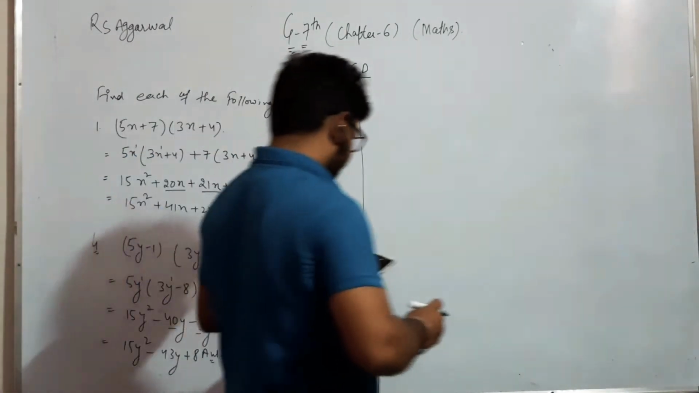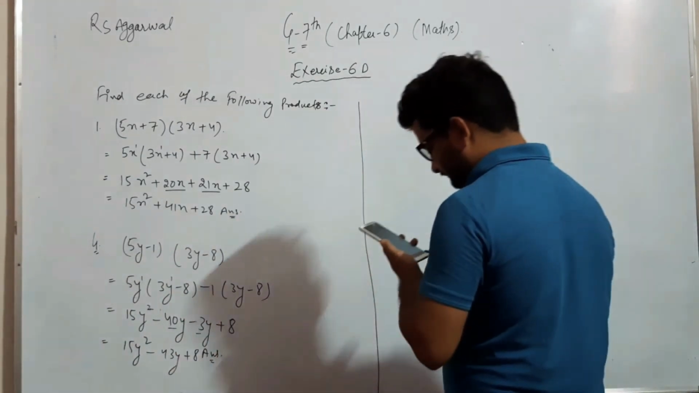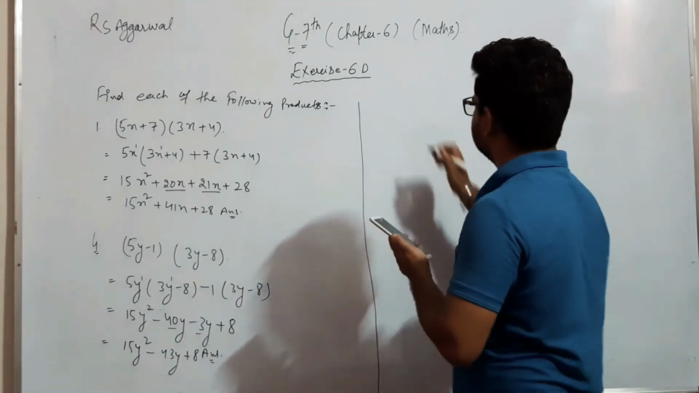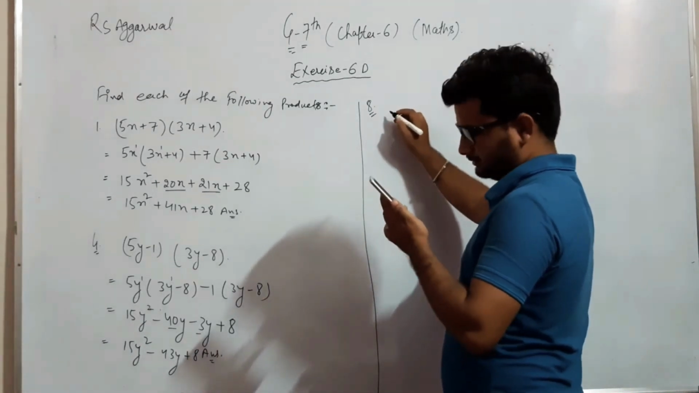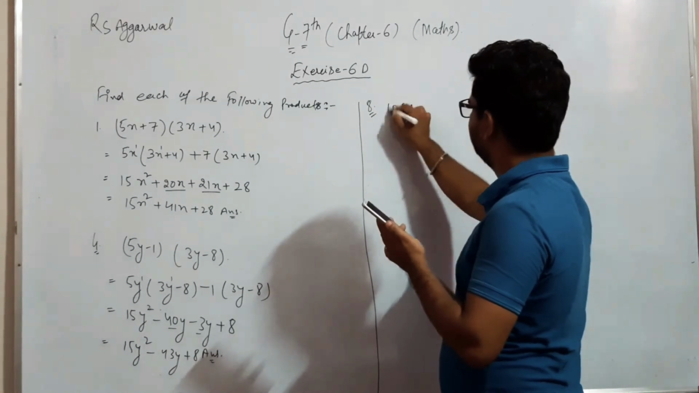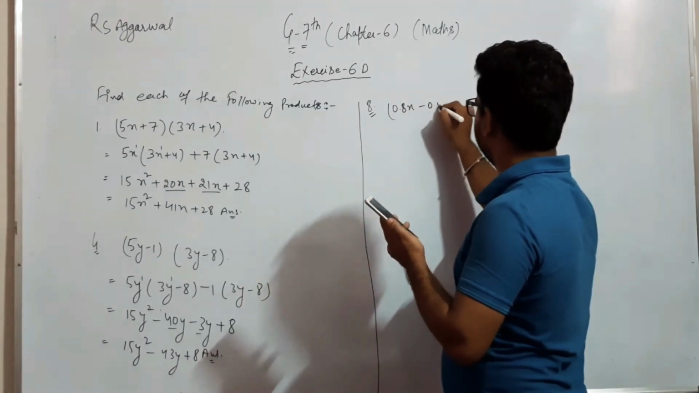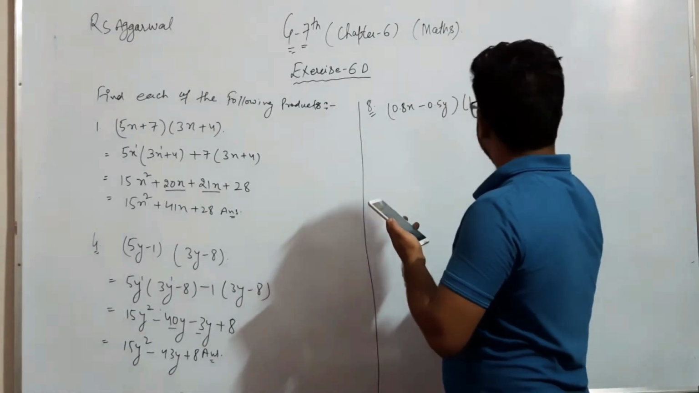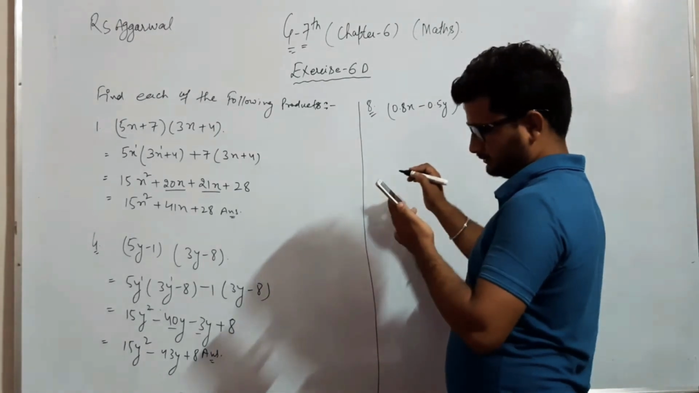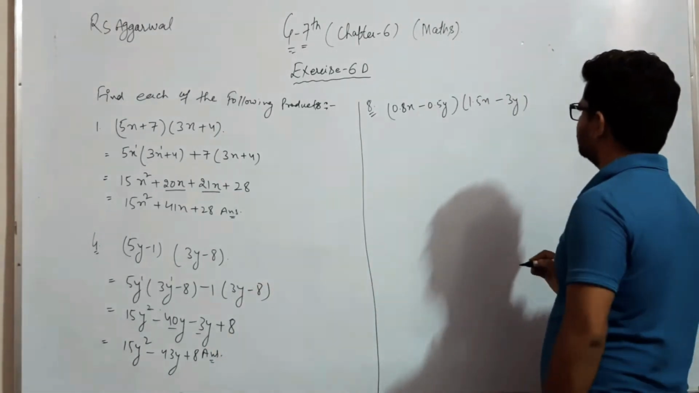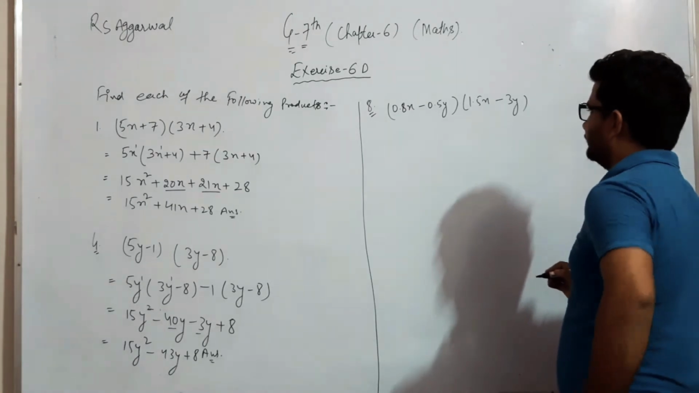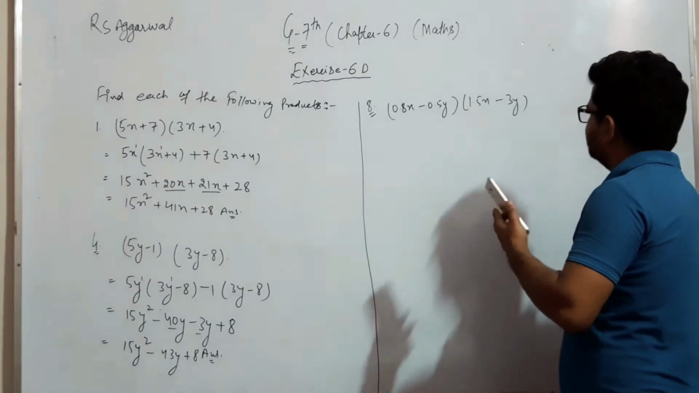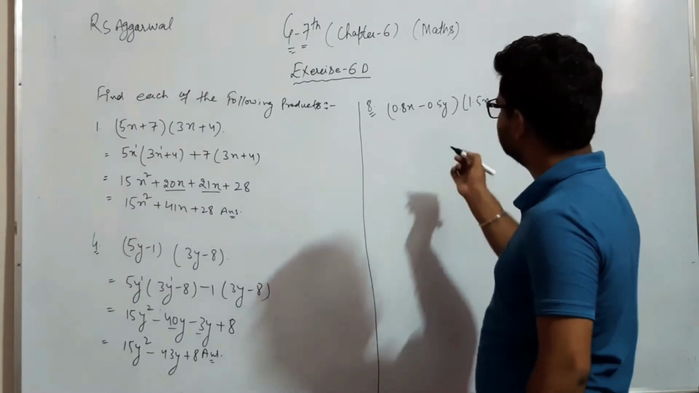Next we are doing the 8th question of this exercise. The 8th question will be 0.8x minus 0.5y, multiplied with 1.5x minus 3y. So this is the question: 0.8x minus 0.5y, times 1.5x minus 3y. This is in decimal form.